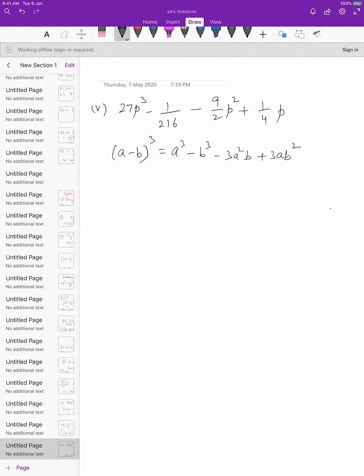Children, before doing the questions, you must learn the identity and write it as many times so that you can easily learn the identities. If you will keep on looking into the book for the identity, you will never be able to learn them.